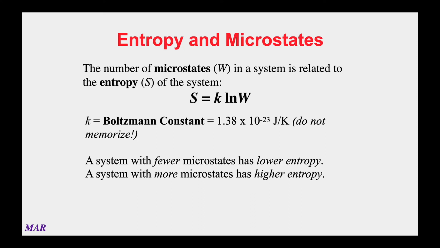We're not going to use this equation. However, what is important here is that if you have fewer microstates, you'll have lower entropy, and if you have more microstates, you'll have higher entropy. So imagine you have all of the pencils in your house in one drawer. You could have the pencil with the lead facing left or right, and those would be microstates, but there's probably not too many.